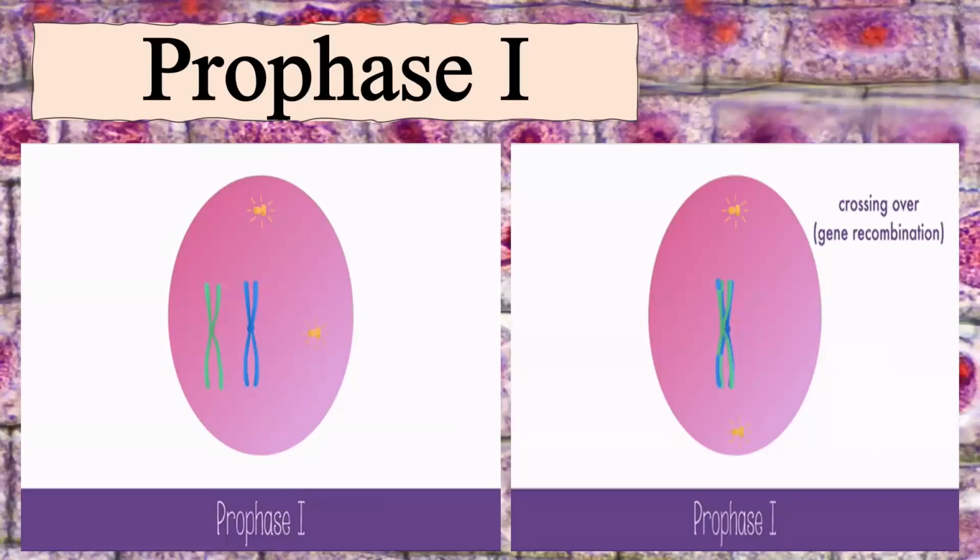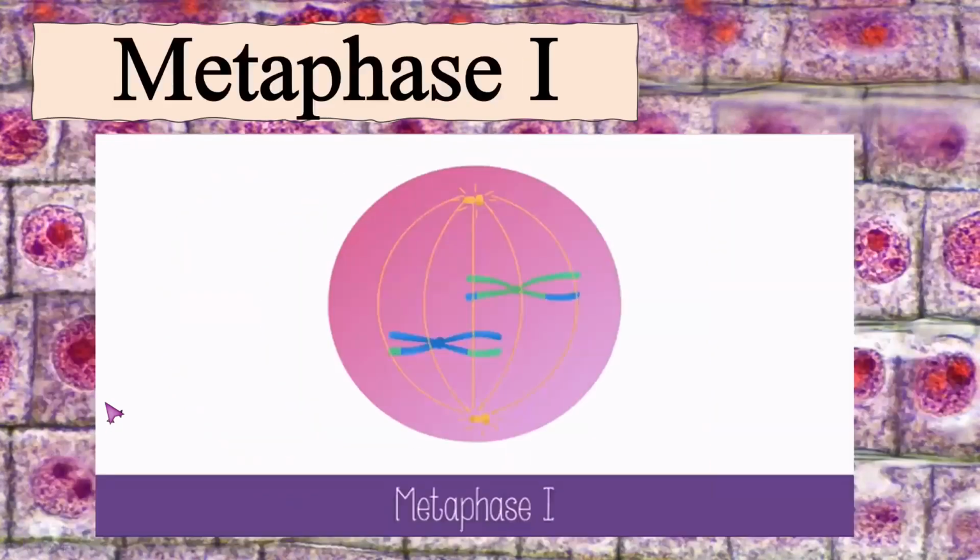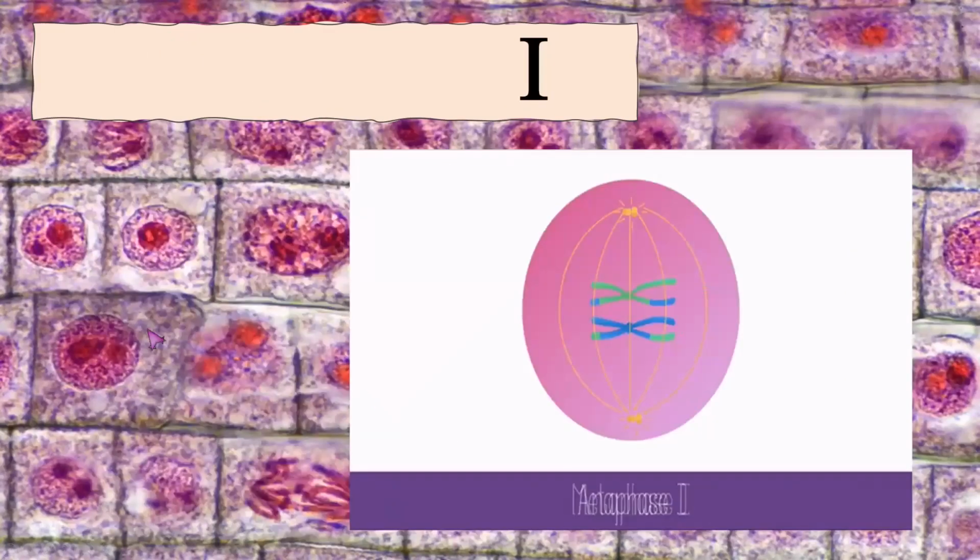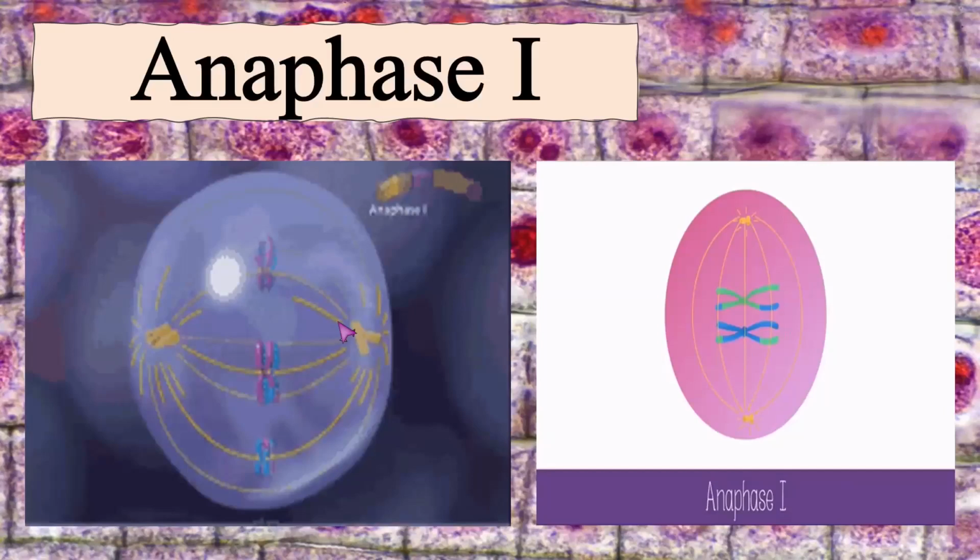And look at the nuclear envelope. It may break down and the spindle apparatus forms. In the metaphase 1, homologous chromosome pairs align along the cell's equatorial plane. The orientation of each pair is random, contributing to genetic diversity. Kindly take a look at the chromatids.